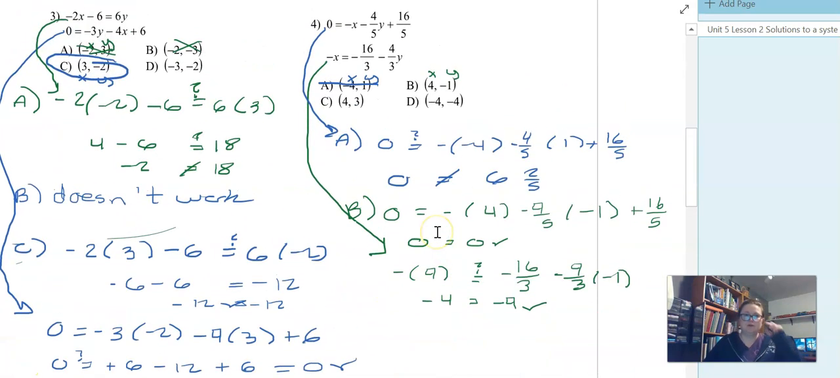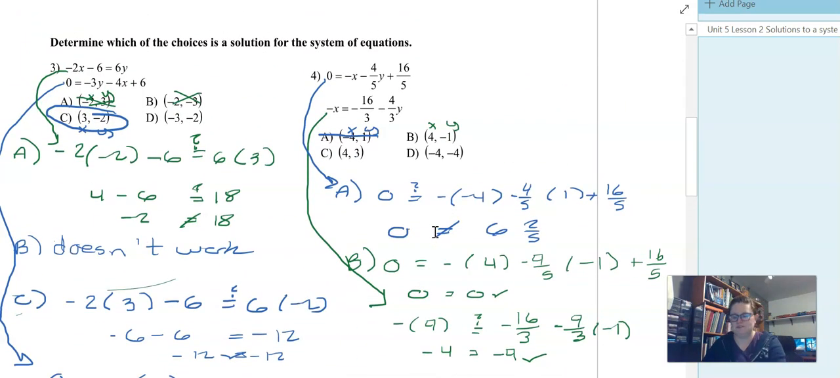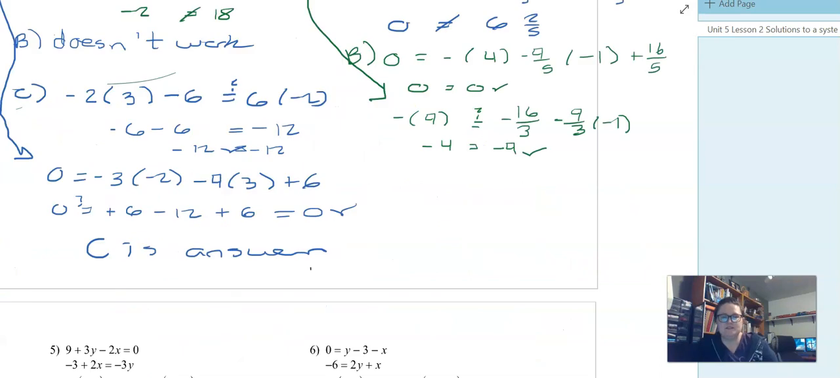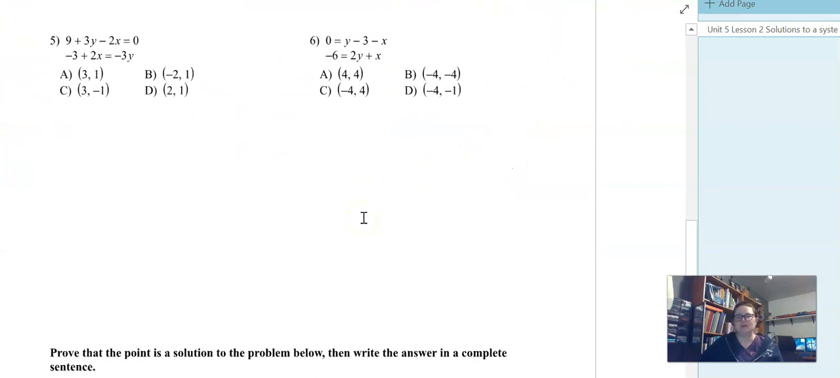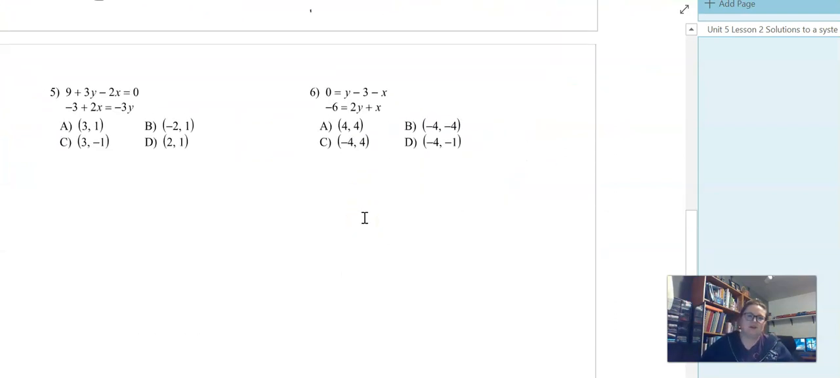So the answer for question 4, which is the second one we just did, is B, because when we put these two numbers in for x and y, it worked for both equations. All right, so the answer for this one is B. Okay, so now if you're thinking you're understanding this, I want you to go ahead and try 5 and 6 on your own. Just hit pause, try them out, and then hit play and see if you got them right.